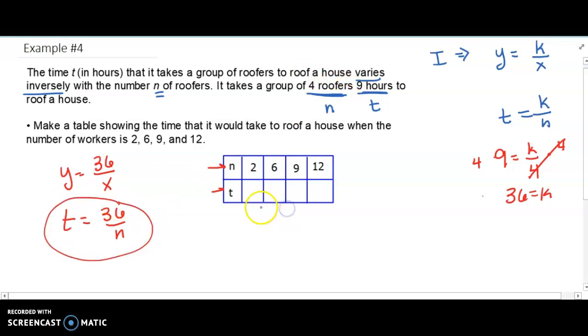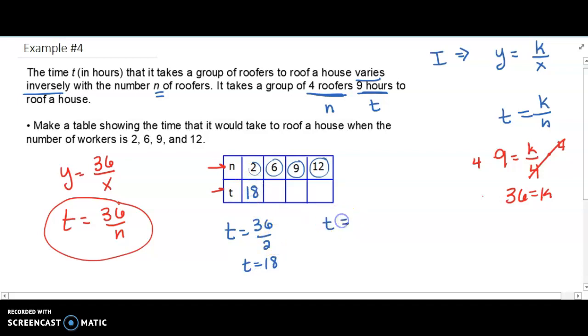Now I'm going to use this equation to fill in this chart right here, this table. I want to find out how much time it takes for 2 roofers, 6 roofers, 9 roofers, and 12 roofers. So all I'm going to do is plug those numbers in for n. So t equals 36 over 2. Well, my t would equal 18, so it would take 18 hours for 2 roofers.